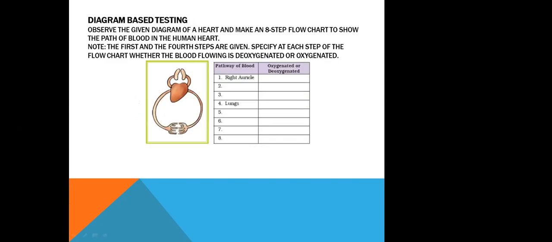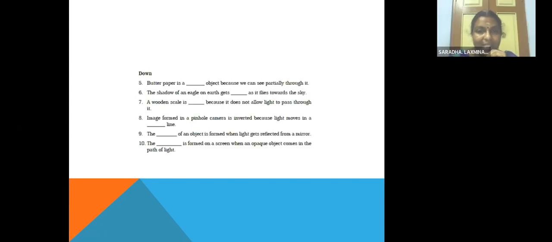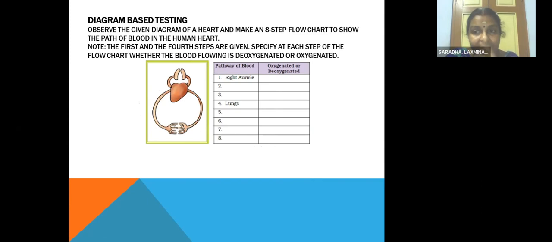So this is diagram based testing. The next one is diagram based testing. It's very much relevant for heart flow, and not only heart, any other lesson also we can go for diagram based testing. A lot of diagram based testing is possible. Give them a diagram, ask as many questions as possible. One small diagram, that's all. We can ask many kinds of questions from it. Based on their interpretation, they have to write understanding, comprehension, knowledge, everything.